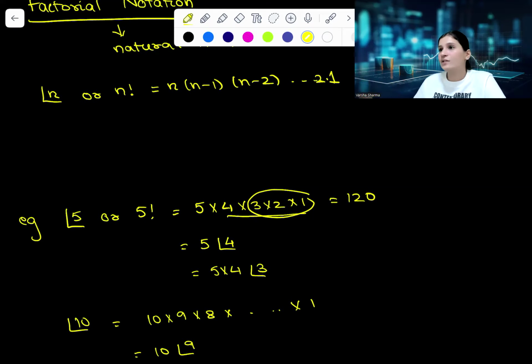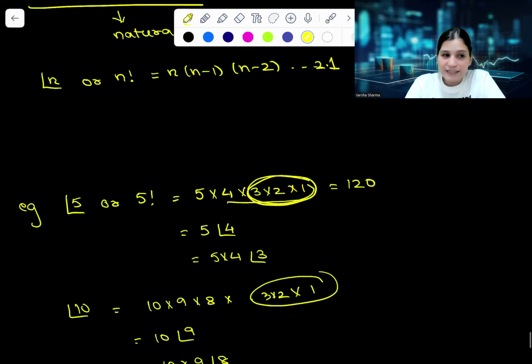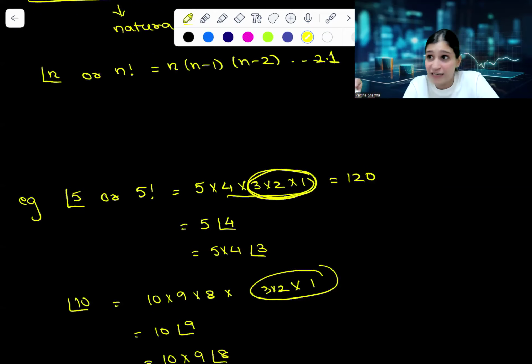The last ending sequence will be what? 3 into 2 into 1. This is how it ends always. See? 3 into 2 into 1. Here also 3 into 2 into 1. Every sequence will end in that way. Yes or no? So when I said factorial 5, I got 5 factors: 5, 4, 3, 2, 1. When I opened factorial 10, I got 10 factors. When I opened factorial n, how many numbers are getting multiplied?